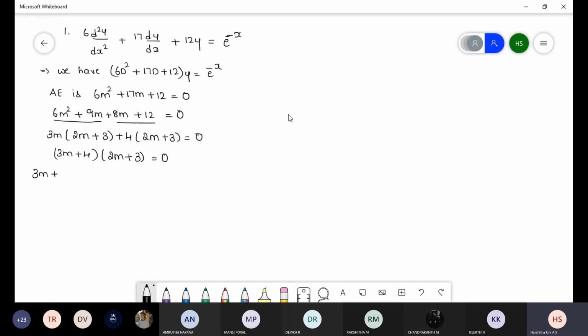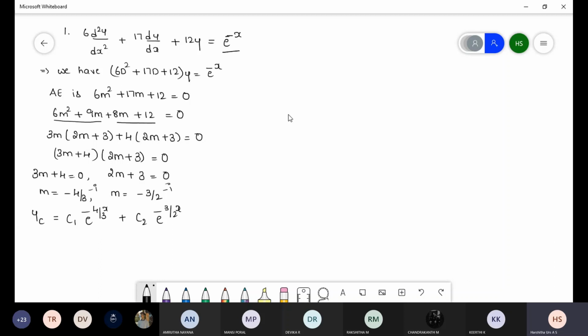So 3m plus 4 is equal to 0, 2m plus 3 is equal to 0. m is equal to minus 4 by 3. Here also m is equal to minus 3 by 2. Now we have to write the complementary solution. Both are different, so we have to use case 1. Case 1: C1 e power minus 4 by 3 x plus C2 e power minus 3 by 2 x. This is the complementary function.